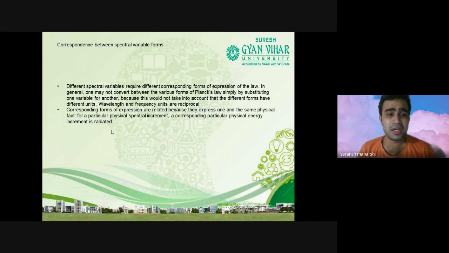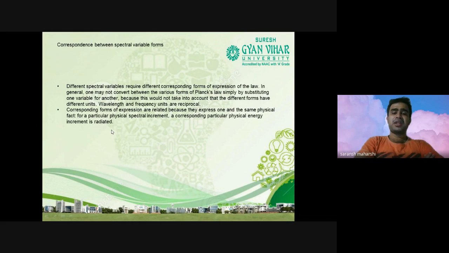First, different spectral variables require different corresponding forms of expression of the law. In general, one may not convert between the various forms of Planck's law simply by substituting one variable for another, because this would not take into account that the different forms have different units. Wavelength and frequency units are reciprocal. Corresponding forms of expression are related because they express one and the same physical fact.